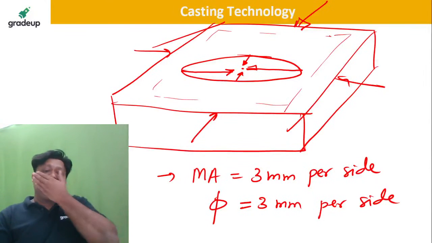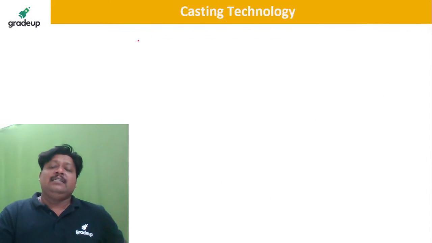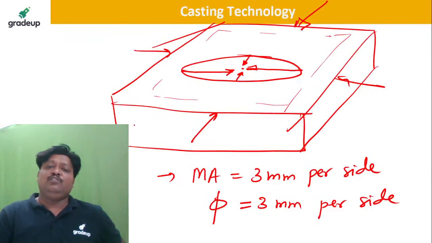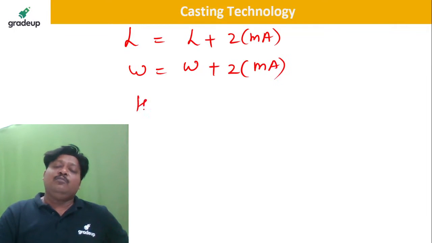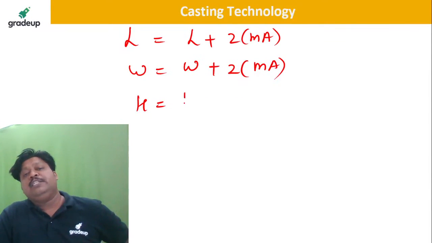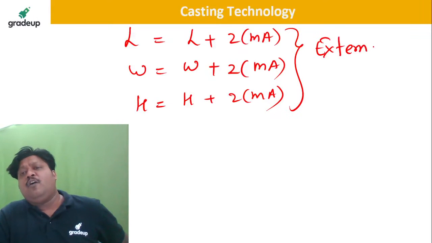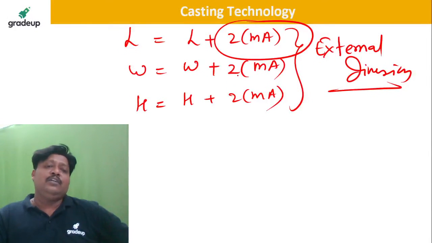Now dear students, if I provide the machining allowance, what is the scenario? The length will be the length plus 2 times machining allowance. Why 2 times? Because from two sides we are going to machine the length, from this side also and from this side also. When you talk about the width, it is also machined from both sides, so the machining allowance is doubled. When I talk about the height, from the top and from the bottom it is machined, so the height is plus 2 times machining allowance. For all the external dimensions, you add twice the machining allowance.